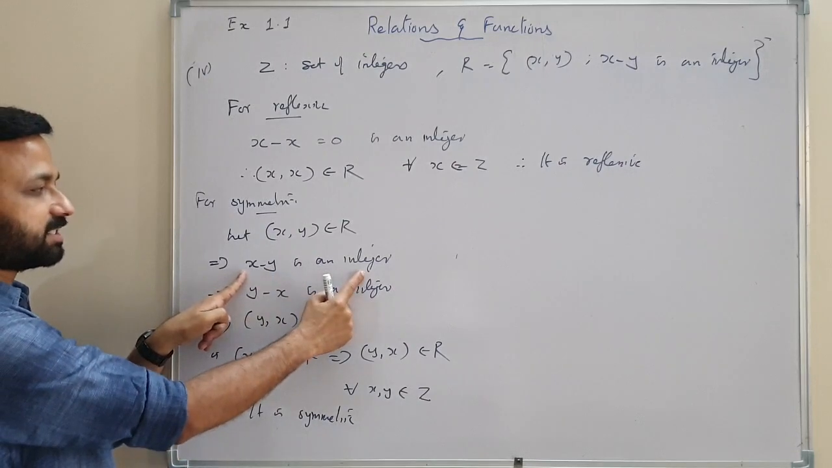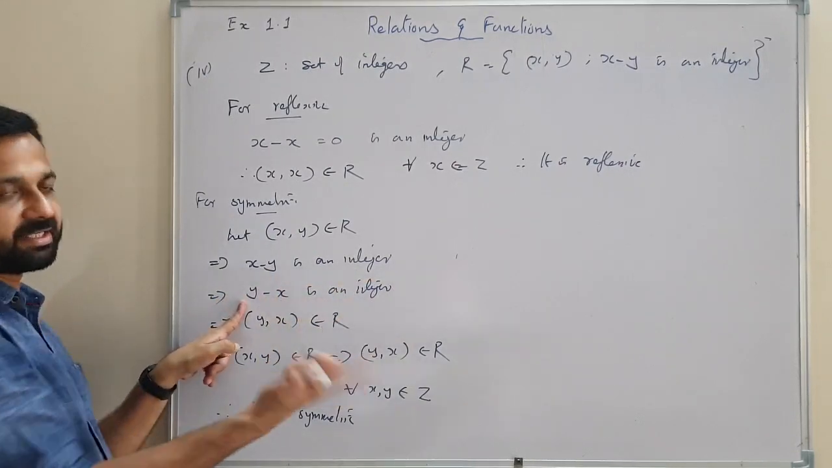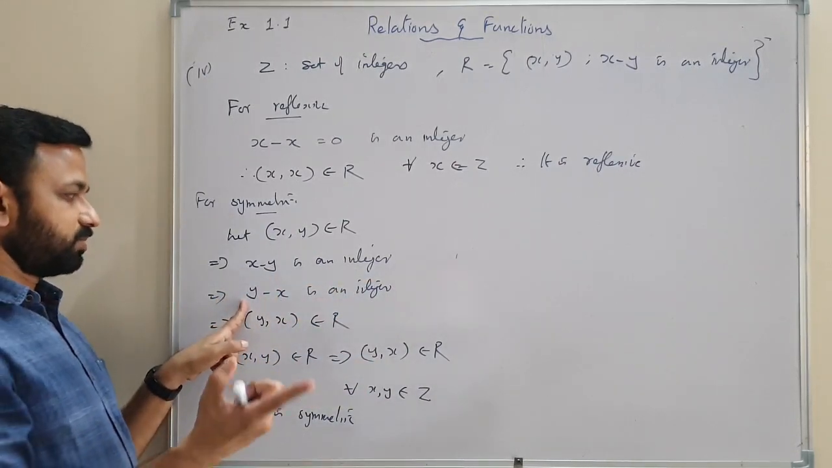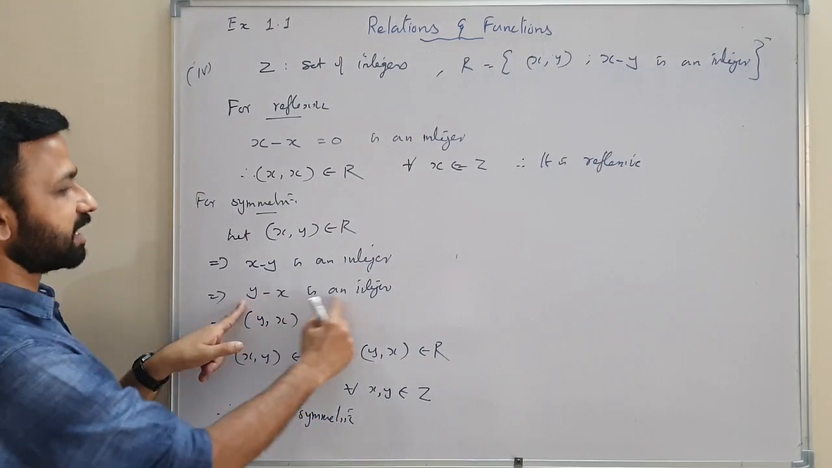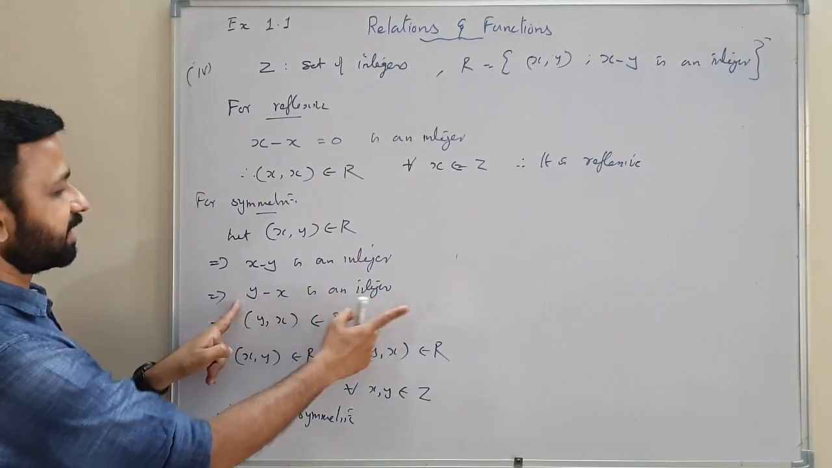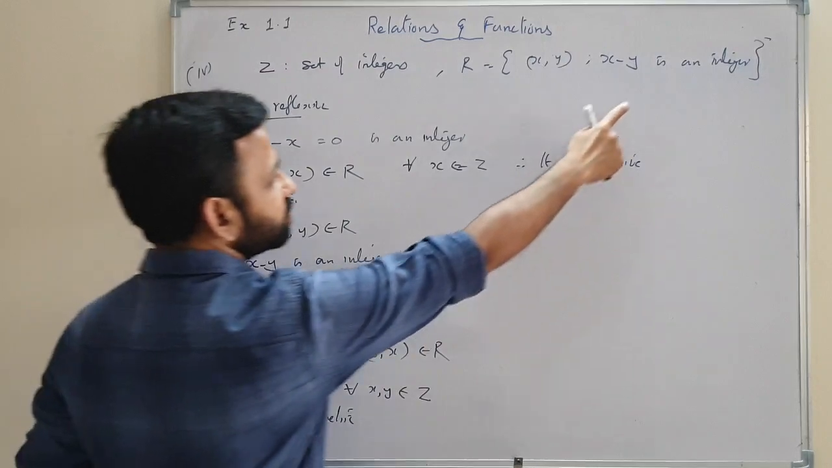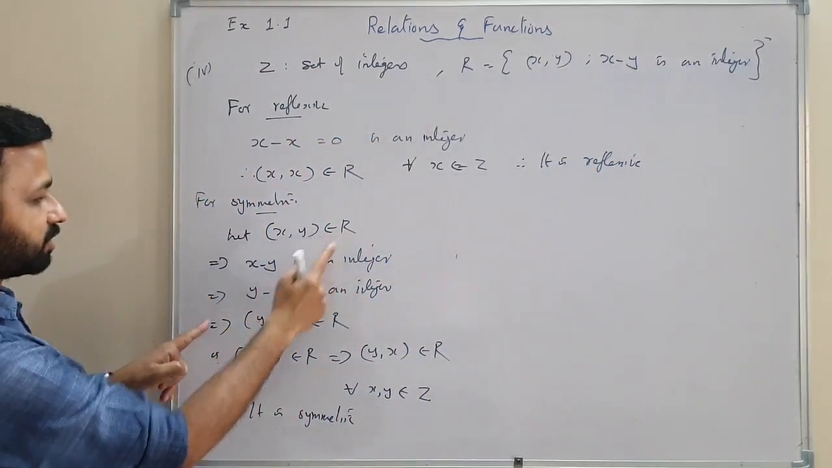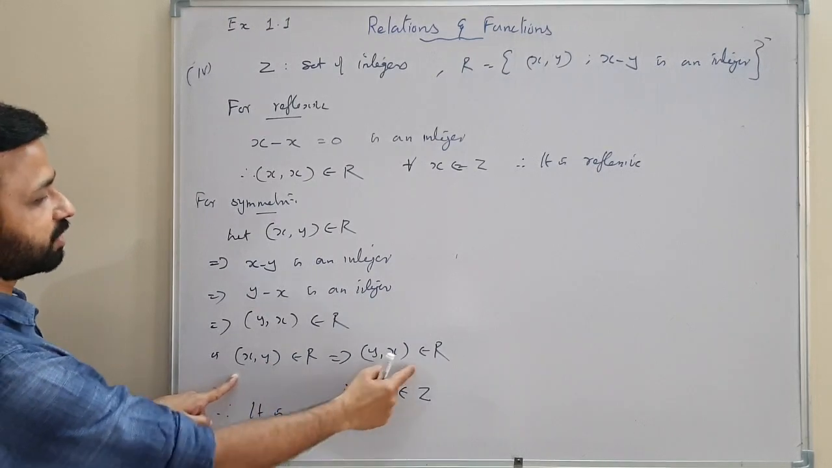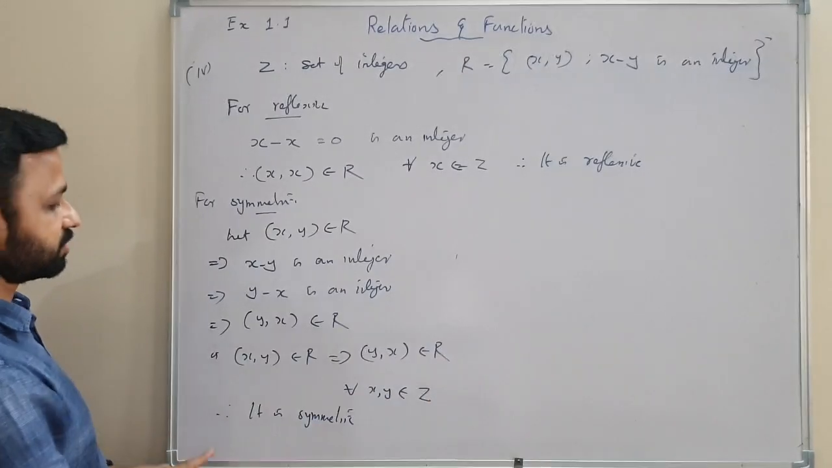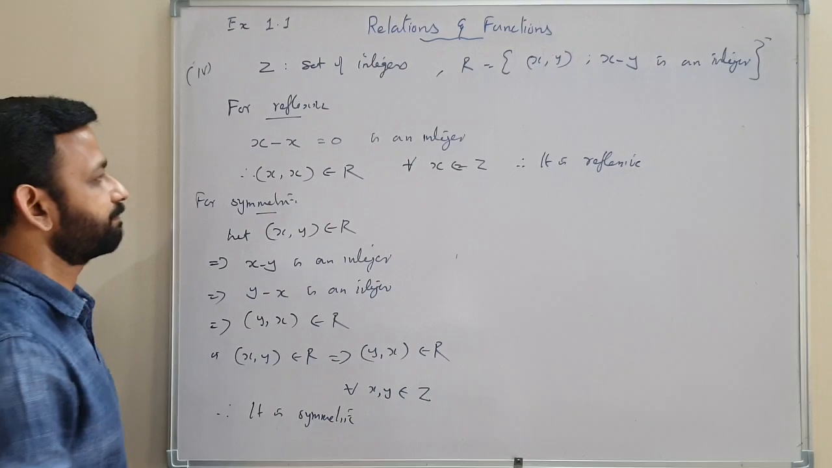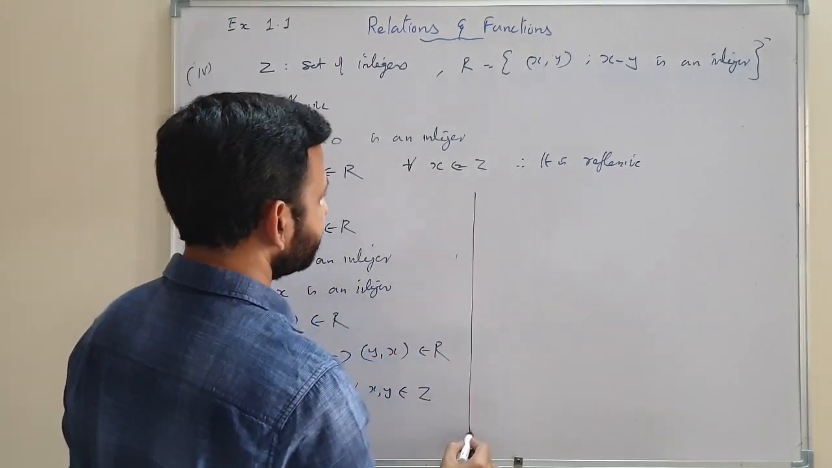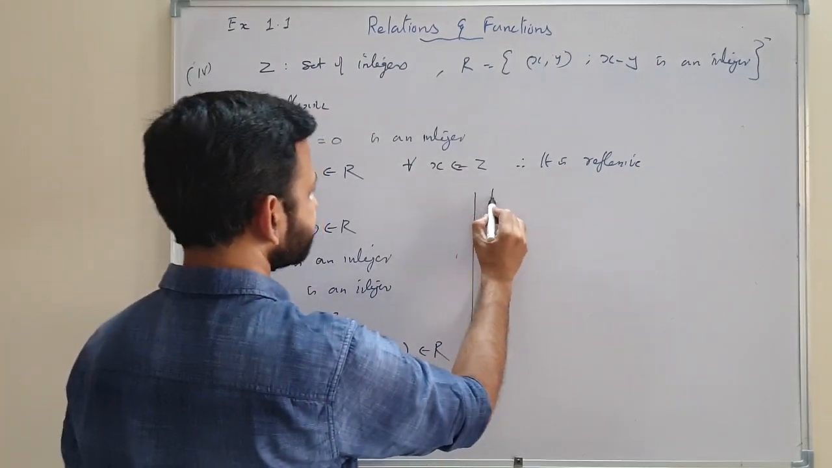If x minus y is an integer, then y minus x is an integer. 10 minus 2 is an integer, therefore 2 minus 10 is an integer. If y minus x is an integer, then the ordered pair (y, x) belongs to R by this rule. That is, if (x, y) belongs to R implies (y, x) belongs to R for every x, y belongs to Z, therefore it is symmetric. Now we are going to check whether it is transitive.